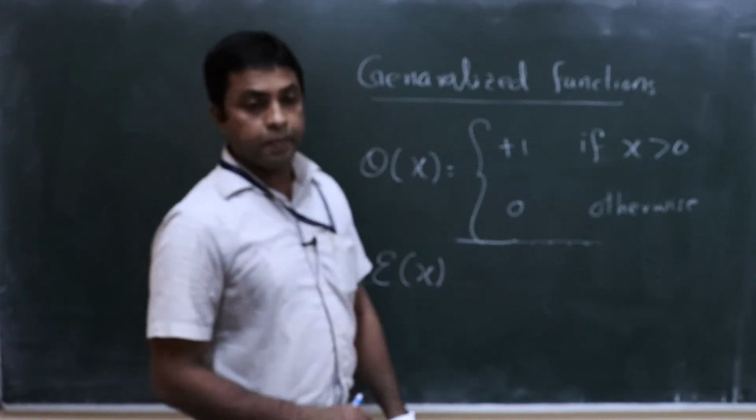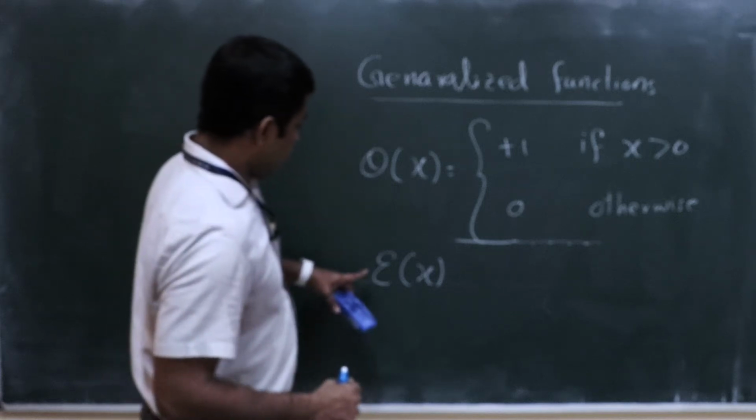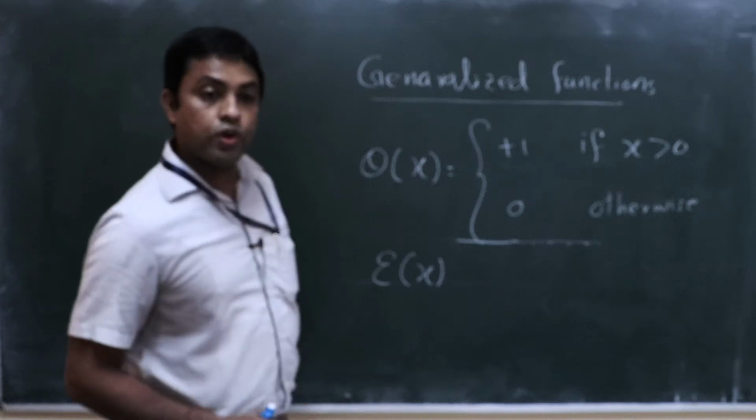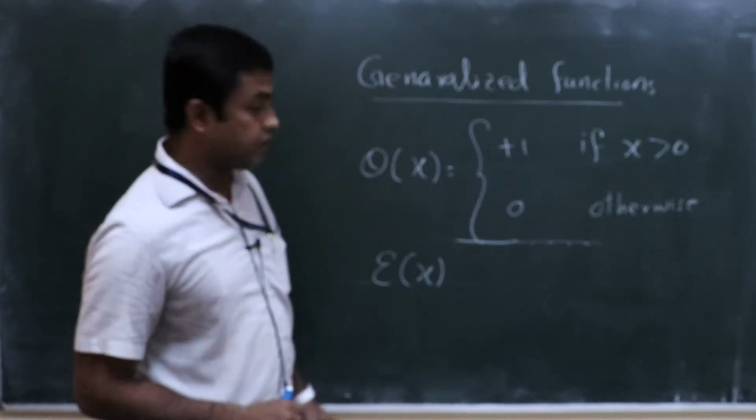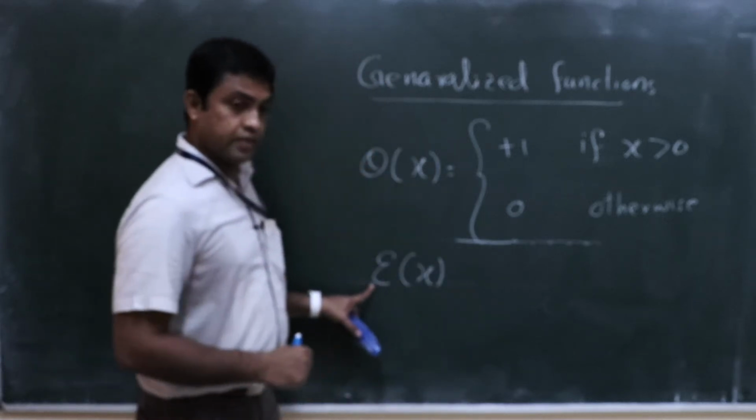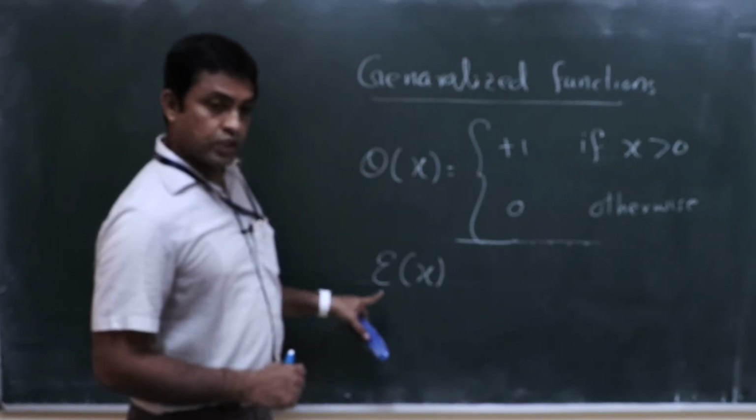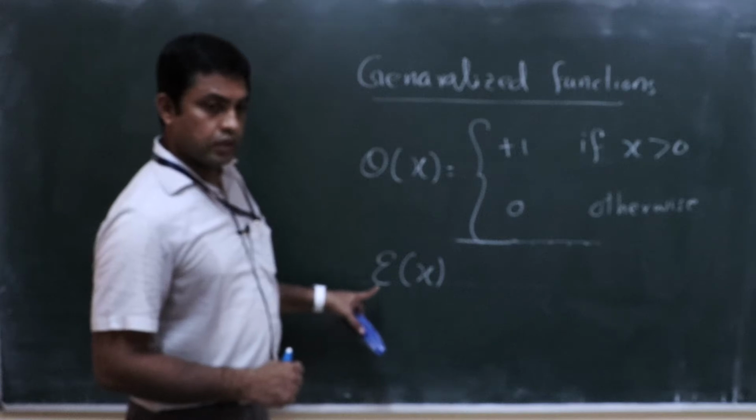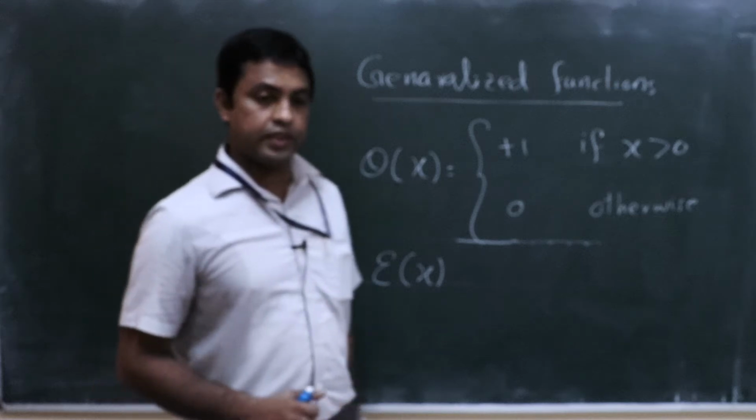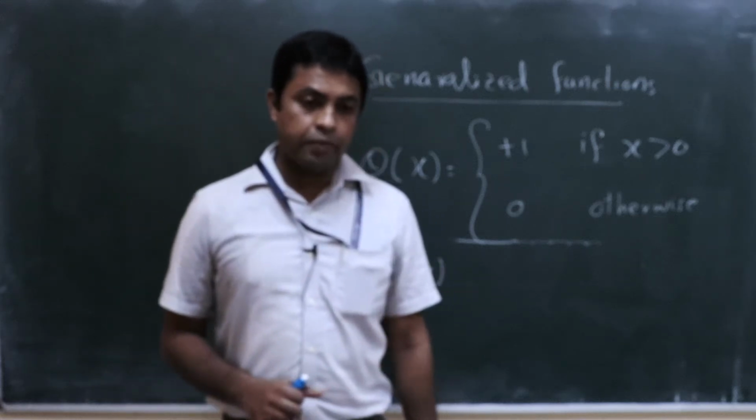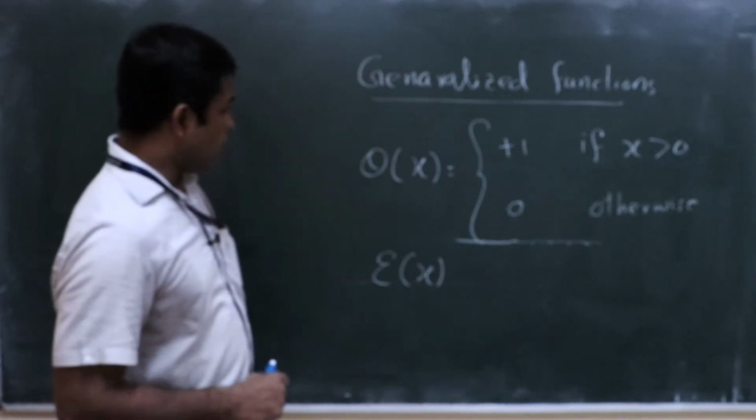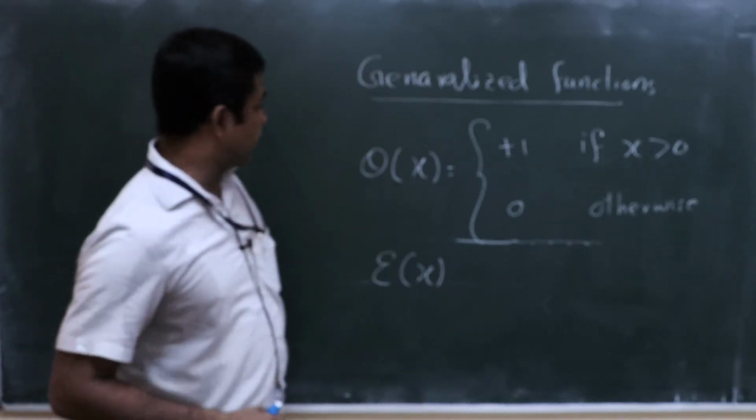You know this one, right? Can you find out the relation between theta of x and epsilon of x? Can somebody tell me the relation between theta of x and epsilon of x? Where epsilon of x is plus 1 if x is greater than 0 and minus 1 if x is less than 0. Can you hear me? Yes, sir. So what will be the relation between epsilon of x and theta of x?